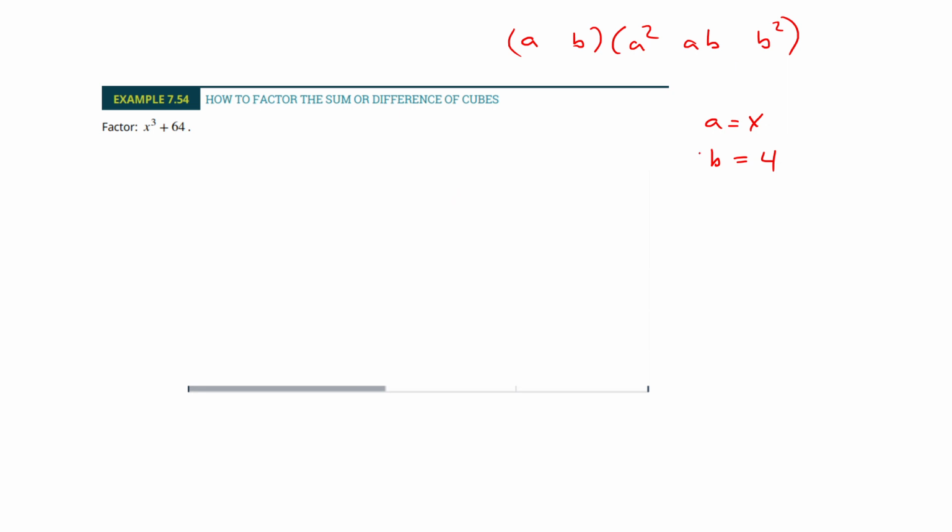Okay? Now, A was the cube root of the front, B was the cube root of the back. Now let's start building this. A was x, so I'm going to say an x. B was 4. Now the next polynomial is A squared. Well, that's x squared. AB is 4 times x. And B squared is 4 squared. You got to finish it. Some people just write 4 squared. It's got to be finished. 4 squared is 16.